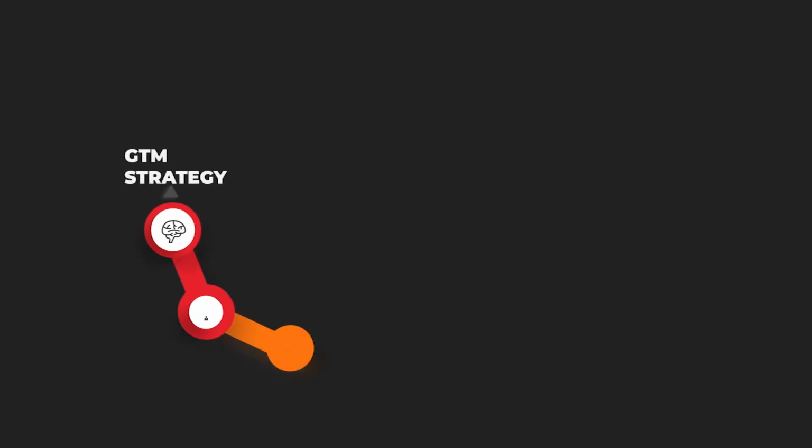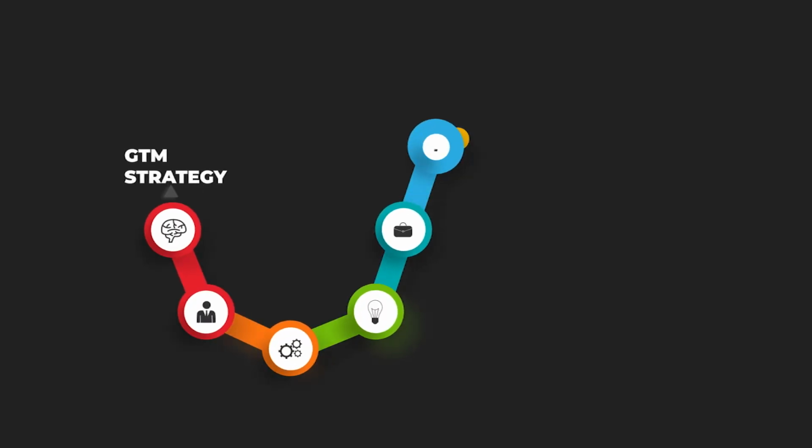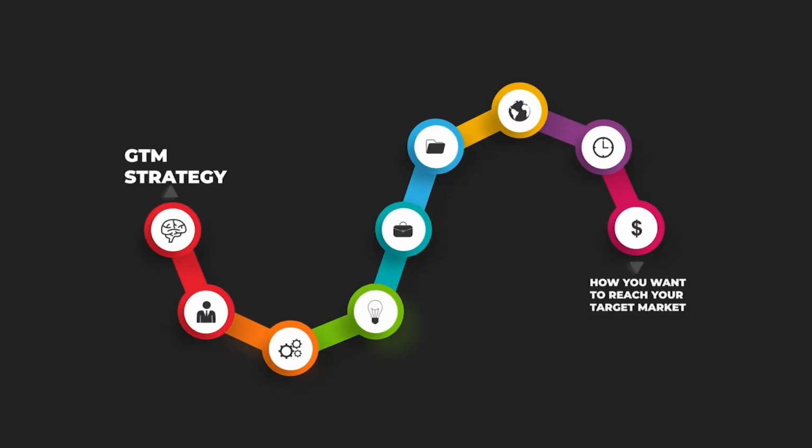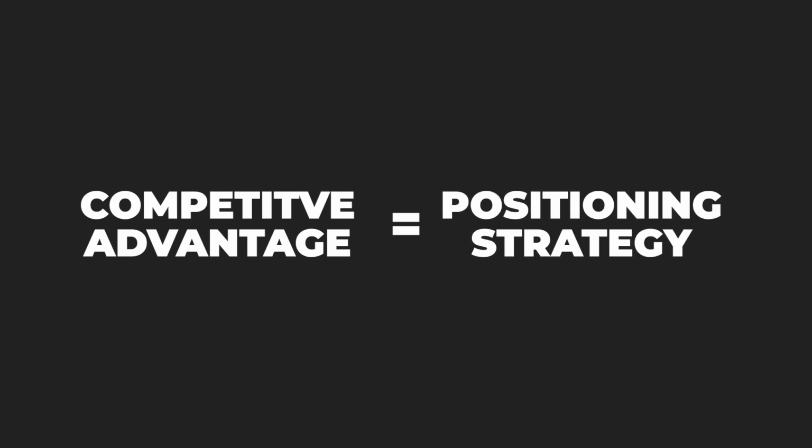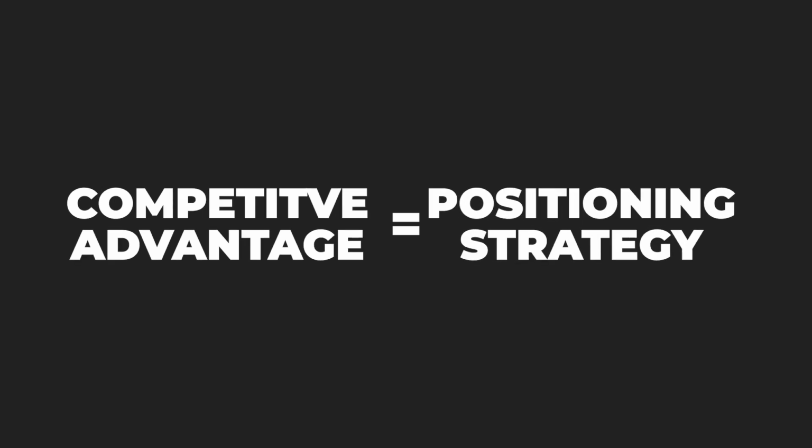So your GTM strategy is the roadmap that details how you want to reach your target market with your product or your service, and that will highlight your competitive advantage. So your competitive advantage is all about your positioning strategy. Why are you different? Why should your audience choose you over your competitors? And then rolling that out across your marketing channels.